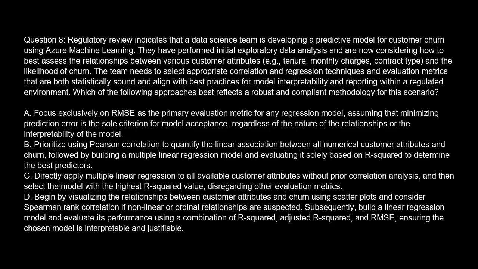Option D. Begin by visualizing the relationships between customer attributes and churn using scatter plots, and consider Spearman rank correlation if non-linear or ordinal relationships are suspected. Subsequently, build a linear regression model and evaluate its performance using a combination of R-squared, adjusted R-squared, and RMSE, ensuring the chosen model is interpretable and justifiable.